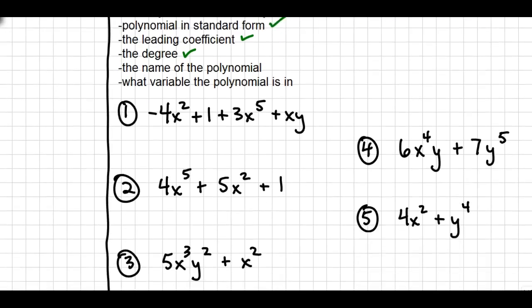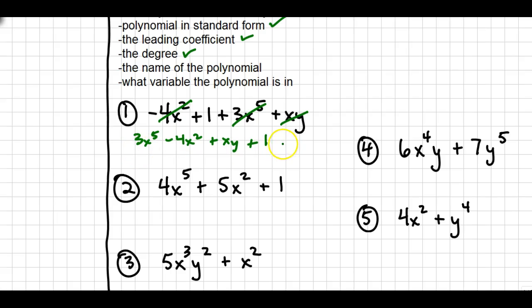So let's try a few more examples. If we look at this first example, if we grab the term that's got the highest exponent and put it in front, that'll help us get it into standard form. So we'd say 3x to the 5th. The next term we should see is the 4x squared. And then we would want to put the xy because that still involves variables. And the 1 should be at the end because it's a constant.